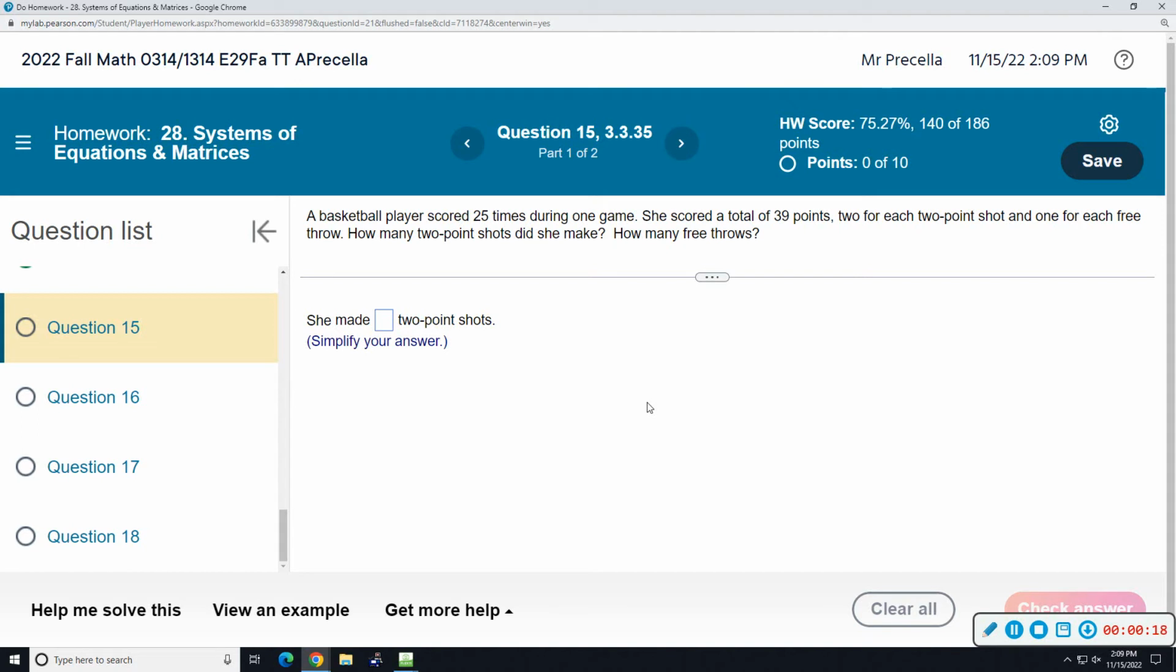Okay. I think you're going to use probably elimination on all of these. A basketball player scored 25 times during one game. She scored a total of 39 points, 2 for each 2-point shot, and she got 1 point for each free throw. How many 2-point shots did she make, and how many free throws? So this is number 15.